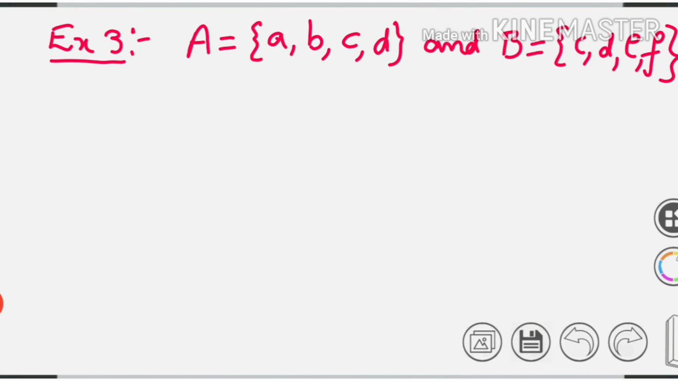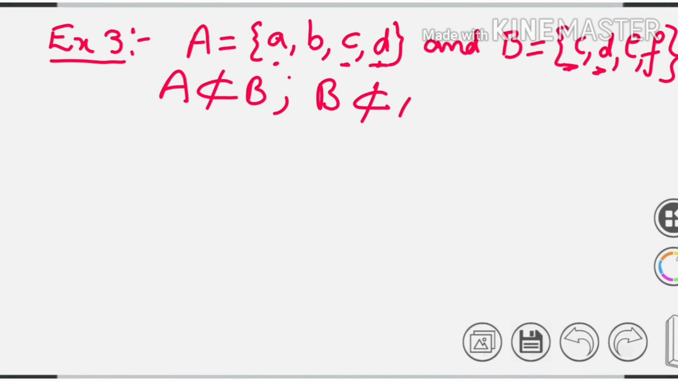See another example. A is equal to {a, b, c, d} and B is equal to {c, d, e, f}. Here nu is not mentioned. Whether they mention it or not, we have to use one rectangular box to indicate the universal set nu. If you observe the elements in A and B, C is a common element and D is a common element. So C and D are common elements in A and B, and clearly A is not a subset of B here and B is also not a subset of A here.